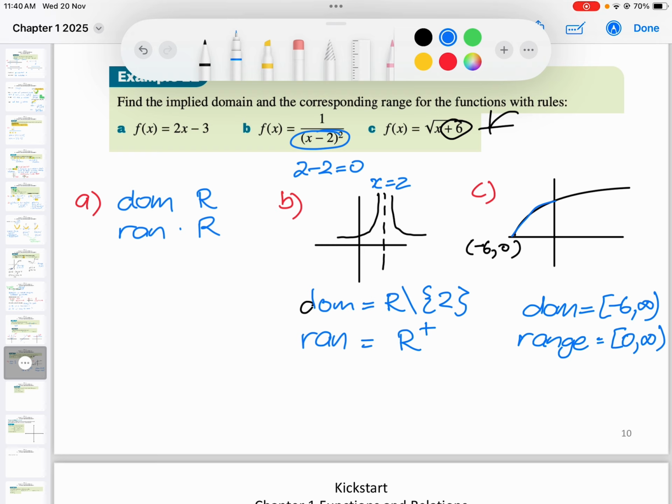So they are called implied domains, because you just have to figure out which numbers will be on that graph or which numbers you can use.